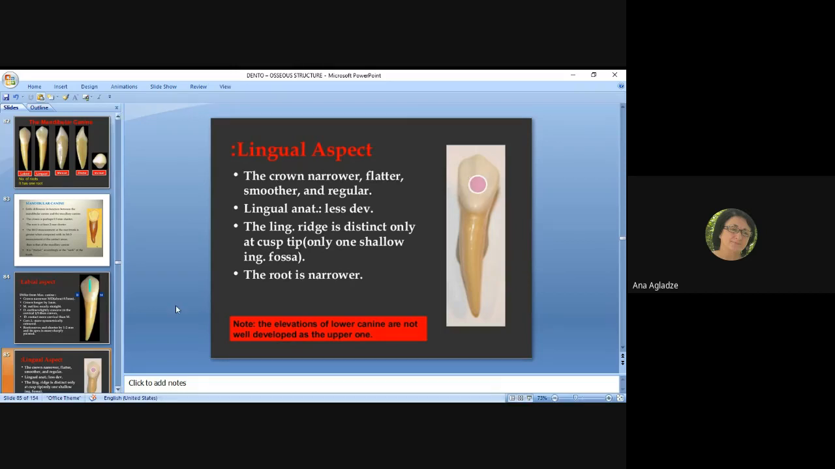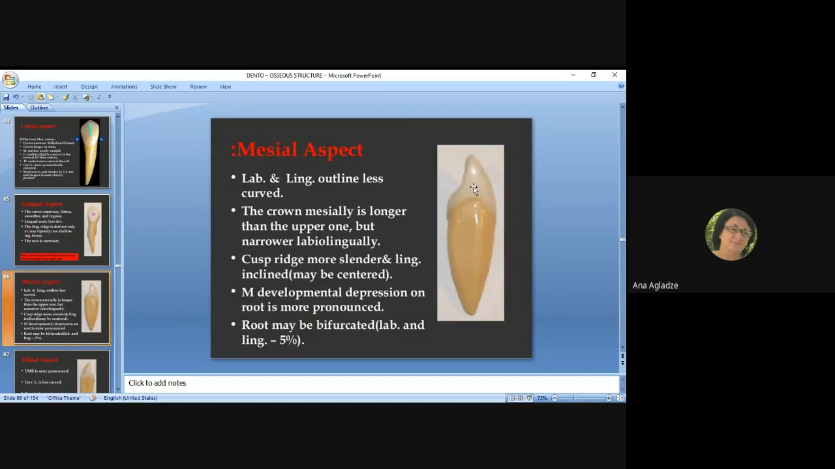You can see. Now, this is mesial aspect. And the crown is longer than the upper one, but narrower labiolingually. Yes. Cusp ridge more slender and lingually inclined, and mesial developmental depression here on the root is more pronounced. And the root may be bifurcated.